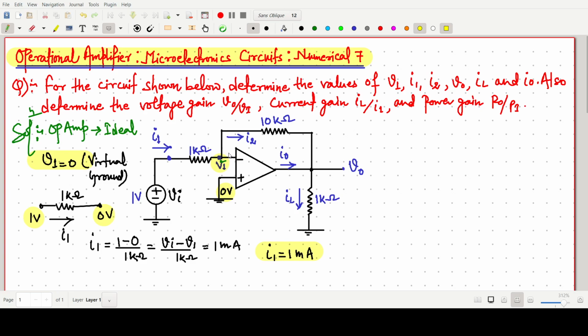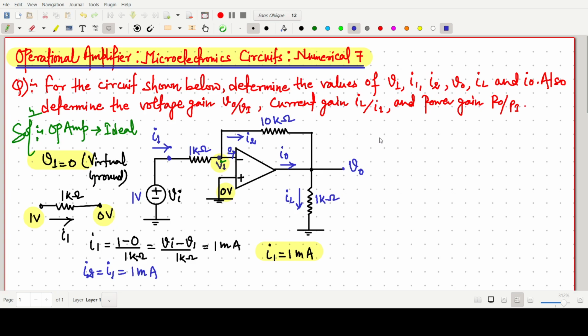Now this current will be 0 due to the very high input impedance. The current will be 0. So I2 is the same as that of I1. The I2 value is nothing but simply I1, that is our 1 milliampere. So no need to solve.